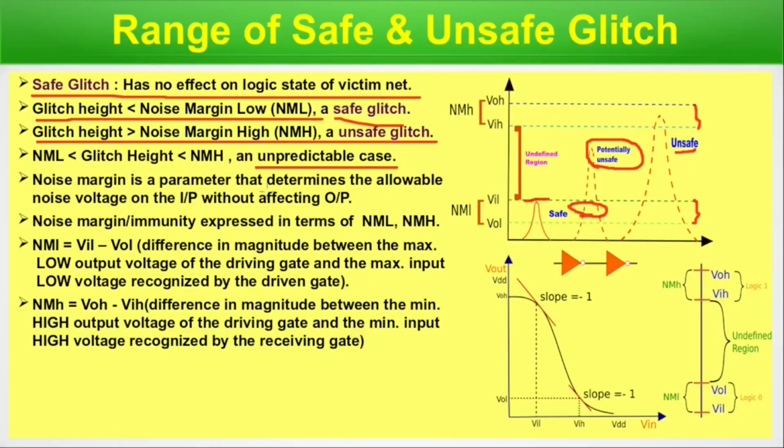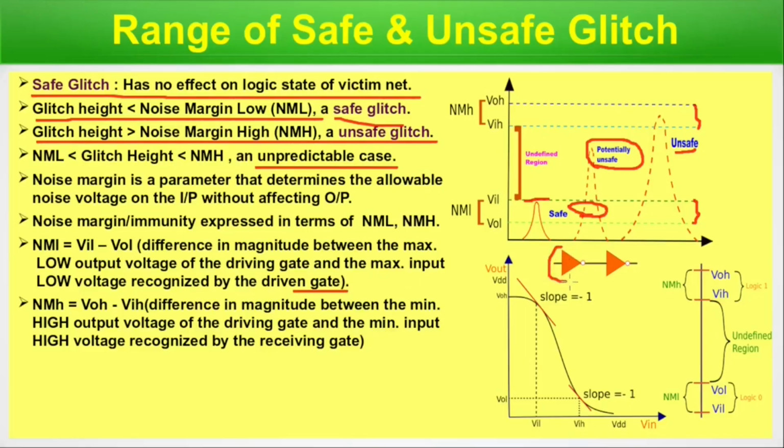Noise margin is a parameter that determines the allowable noise voltage on the input without affecting the output. How much noise could be there in the input so that it doesn't affect the output? It's there, but it's not impacting. That's the noise margin, or basically noise immunity, expressed in terms of noise margin low and noise margin high. What is noise margin low? That is VIL minus VOL, the difference in magnitude between the maximum low output voltage of the driving gate and the maximum input low voltage recognized by the driven gate.